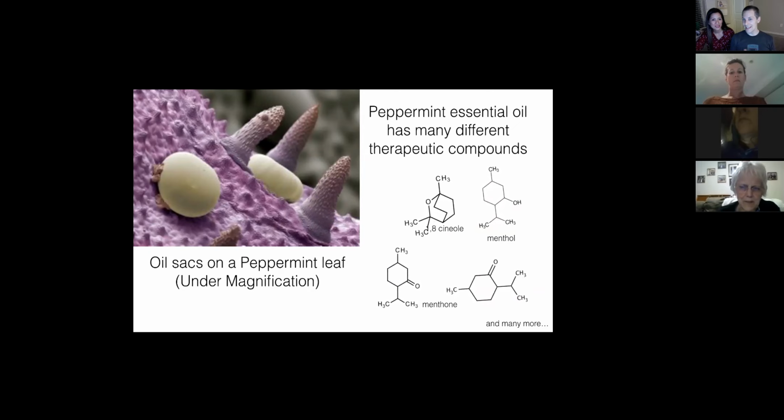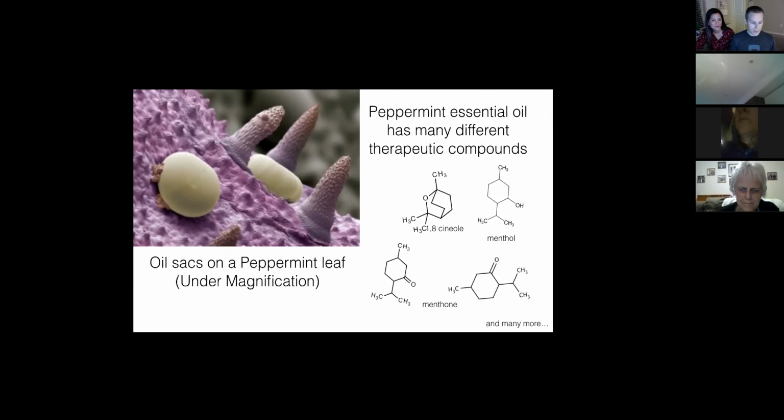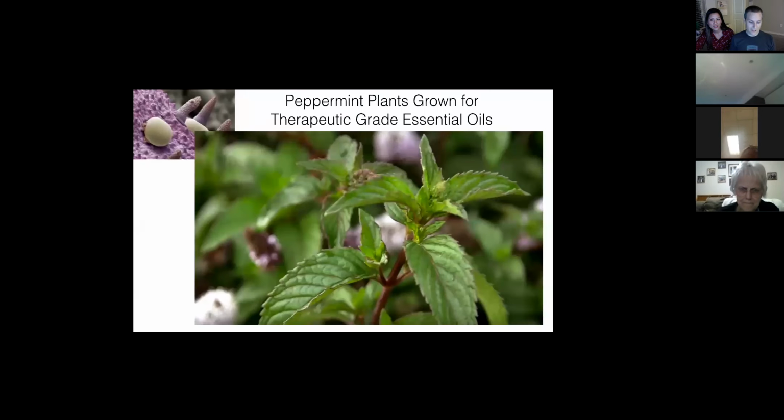Essential oils can be contained anywhere on a plant. They could be in the leaves, roots, stems, petals, flowers, bark, wood, anywhere on the plant. And we basically go in there and extract them through different methods, and then they become our friends.